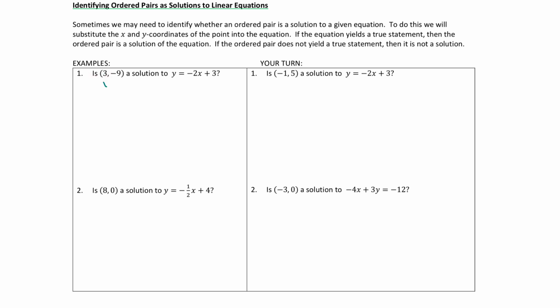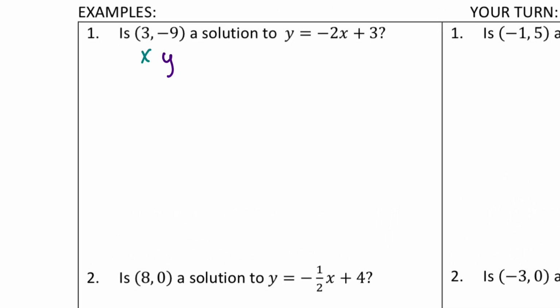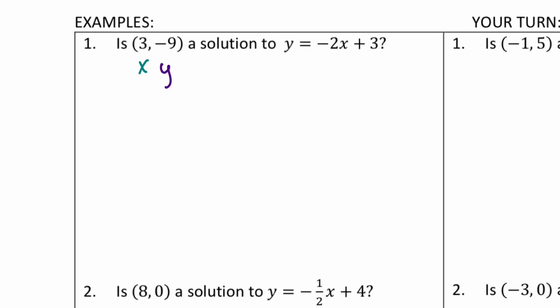If this is x and this is y, let me actually zoom in on this one. Okay, I'm going to put those two numbers, this one and this one, over in the equation for y and x. So I'm going to end up with negative 9 equals negative 2 times, putting it in parentheses just to show that it's been substituted, plus 3. I'm checking to see if that equal sign really is true.